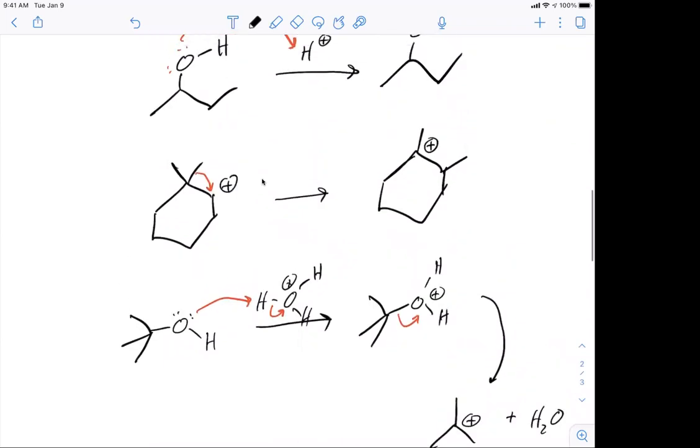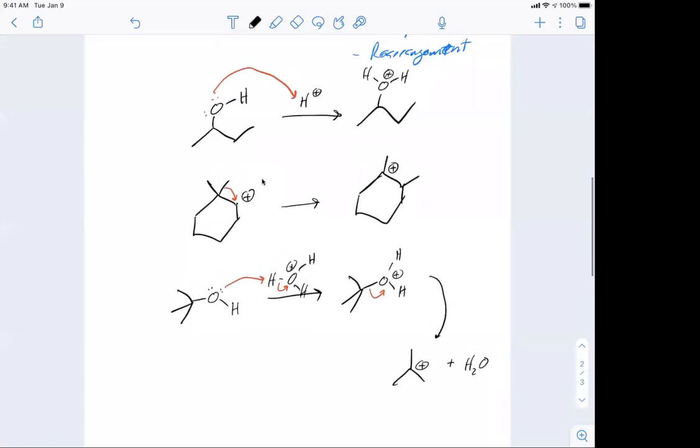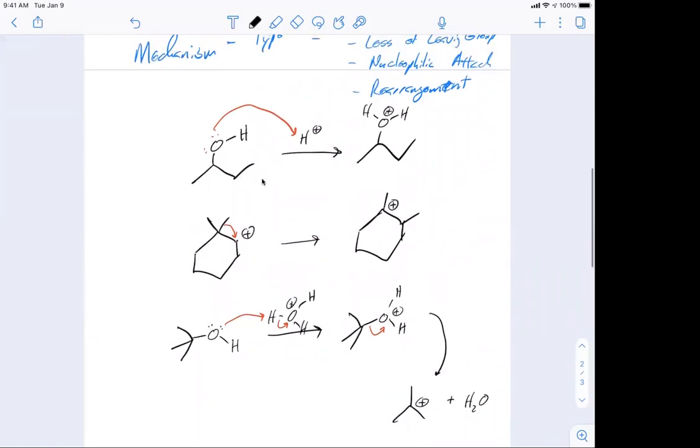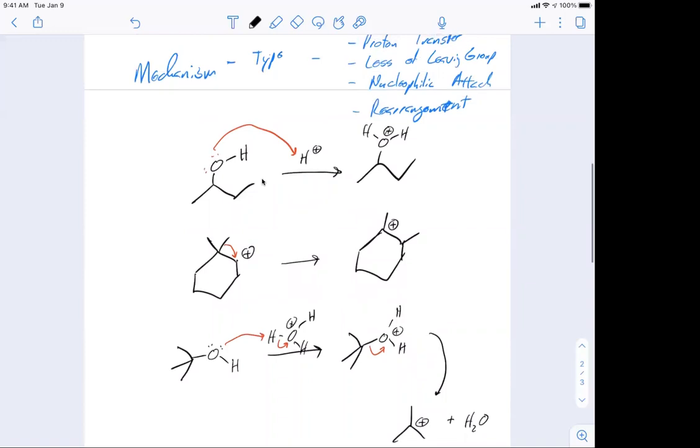Okay, it looks like that's all I'm going to be able to fit on the page. So let's stop right there, and then I'll do one more. Again, label the steps with those 4 possible mechanistic types.